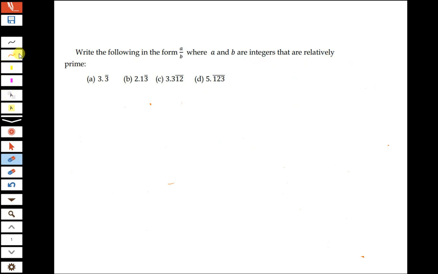Alright, so the next question is this one. Oh, sorry, this one. So we also do the same. We say let x be equal to 3.312, and then 1 2 is repeating.